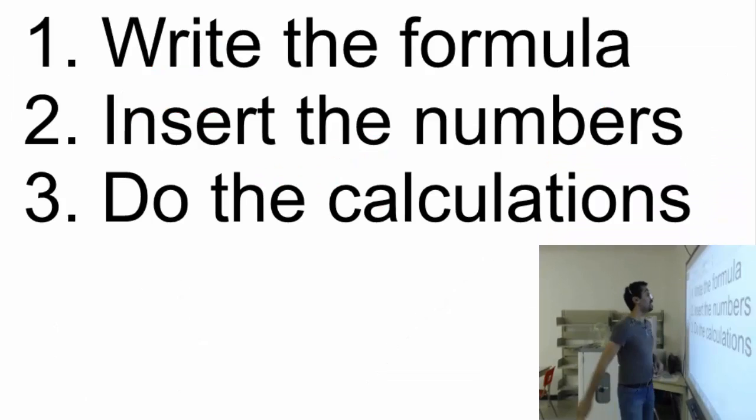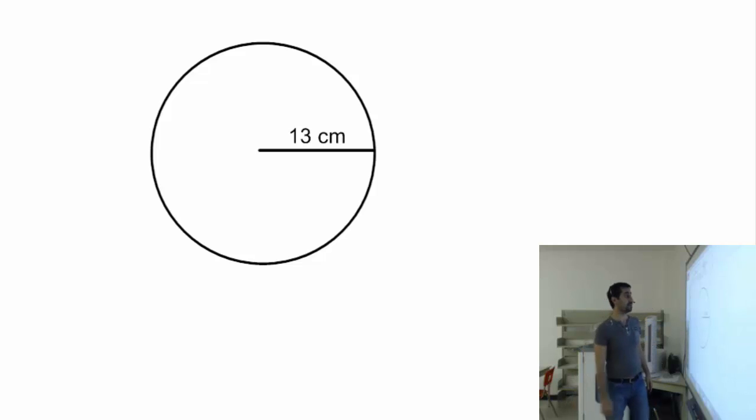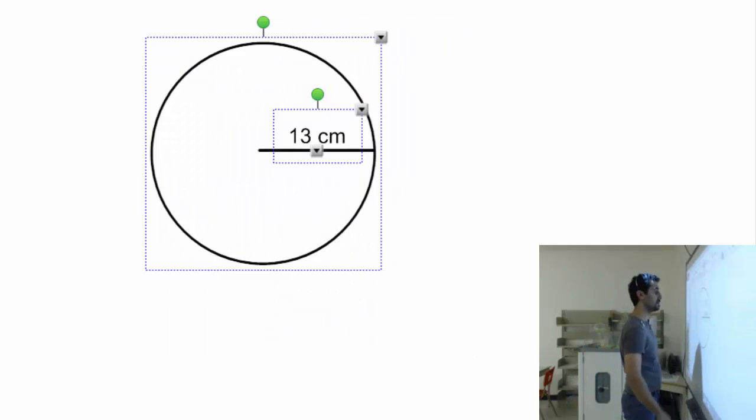So, write the formula. That's the very first thing you need to do when you calculate the area. Number two, insert the necessary numbers, whatever they are. Number three, do the calculations. So what do I mean by that? Write the formula, insert the numbers, and do the calculations. Let's practice that. And alright, I'm going to practice this on a circle.